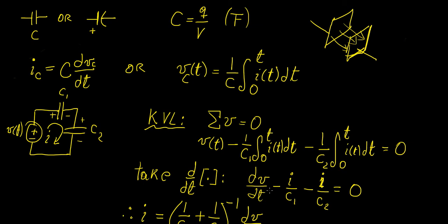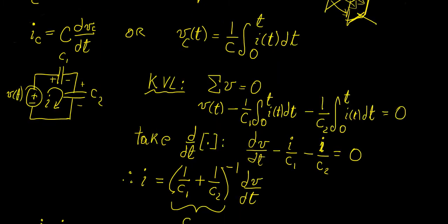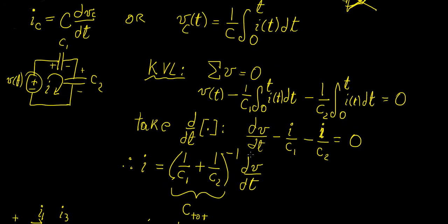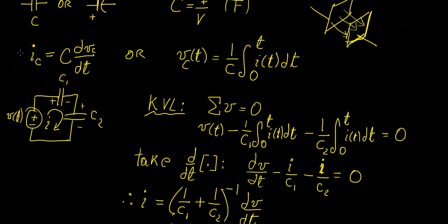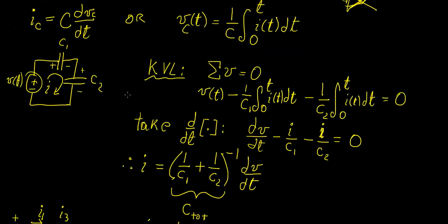So we have dV over dt minus I over C1 minus I over C2. Since the current is the same, we can pretty much combine these two. And rearranging the equation algebraically, we arrive at the following expression. And the really interesting thing here is that this looks like a total capacitance. It looks like we just took these two capacitors and combined them into a single one to get this expression, which is the original expression that we have here across a single capacitor.